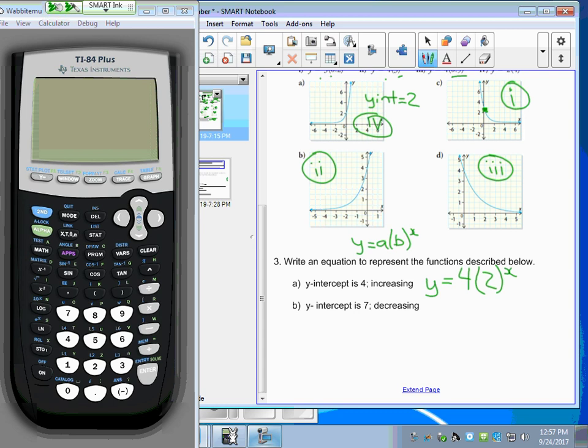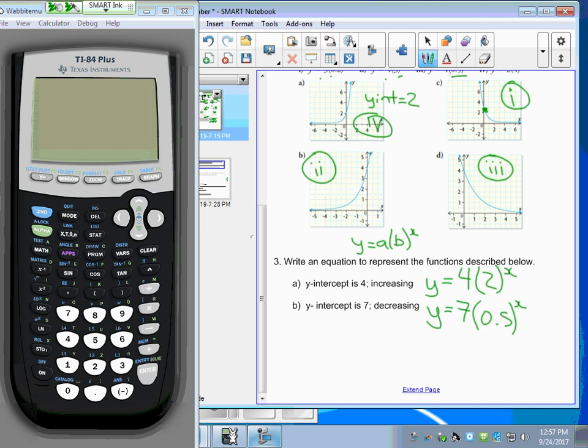Okay, the second one, we have y-intercept is 7 and it's decreasing. So once again, start with y. It has an intercept of 7, so 7 goes in the a spot, and then it's decreasing. So this time I'm going to use 0.5, but really you can use any number less than 1 to the power of x.